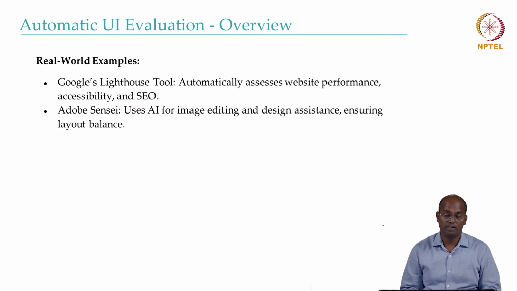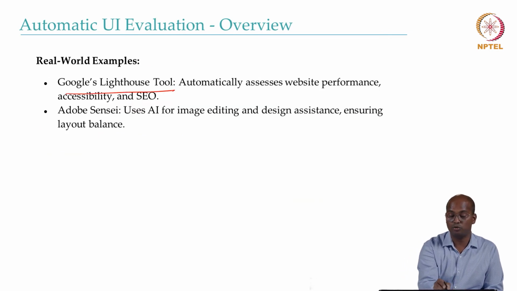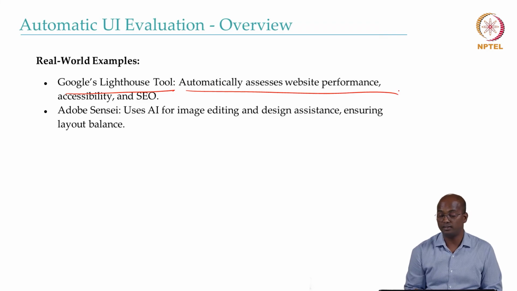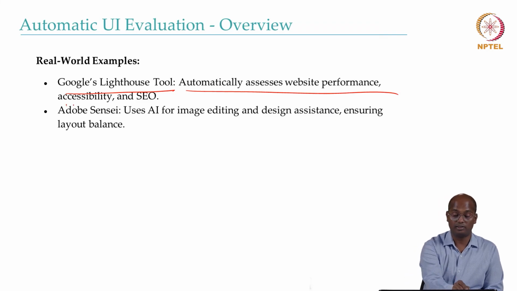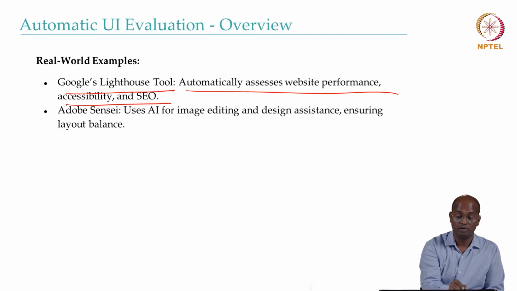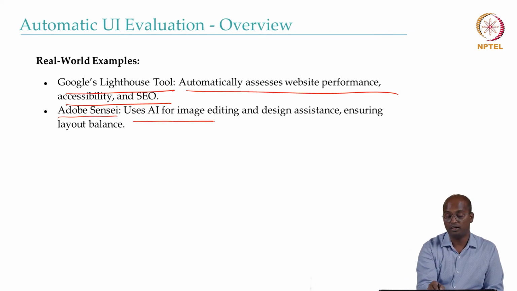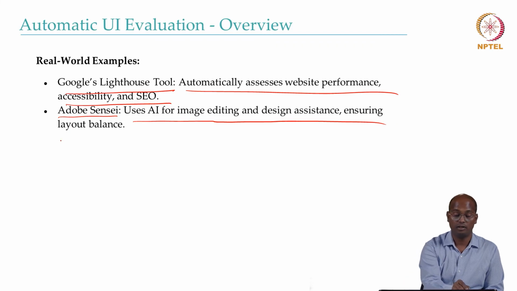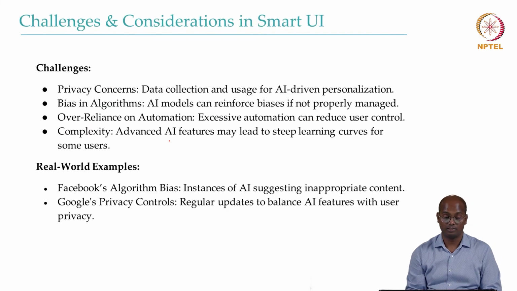Some real world examples: you can see Google's Lighthouse tool, which automatically assesses website performance, accessibility, and SEO, search engine optimization. Adobe Sensei uses AI for image editing and design assistance, ensuring layout balance.